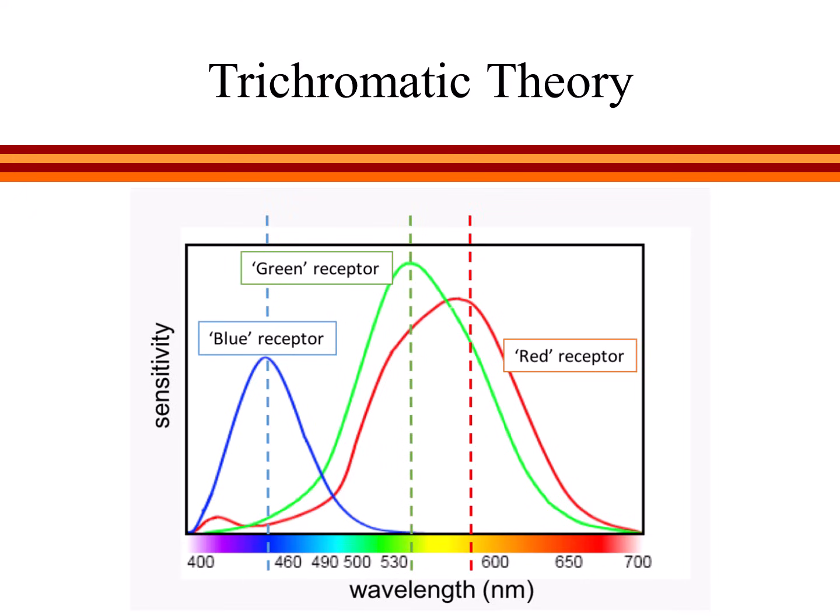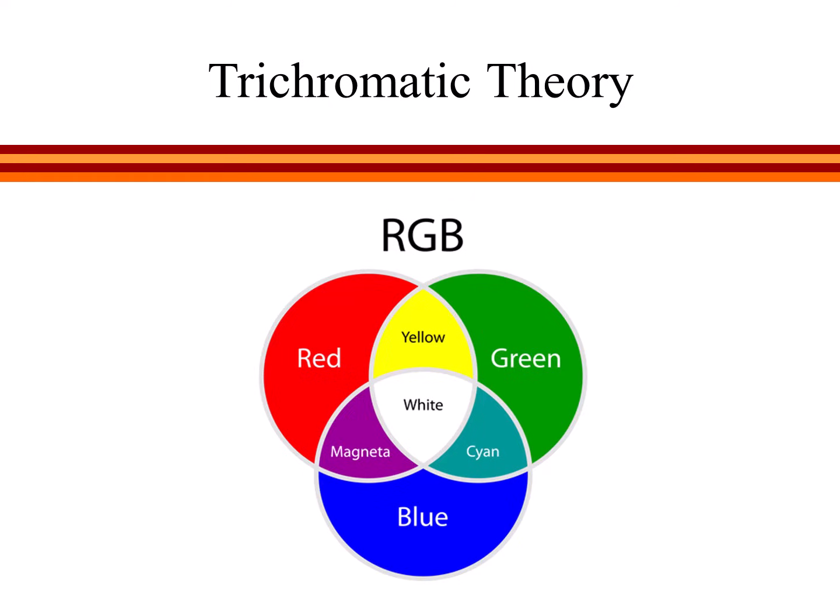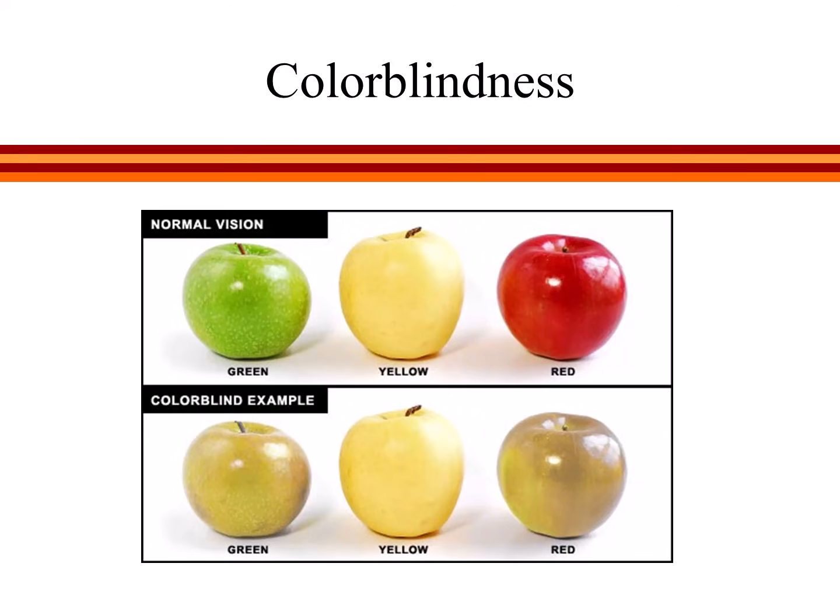You might be wondering why only three types of cone cells. Is that enough to allow us to see the entire visual spectrum of color? Well, as it turns out, yes. As you can see here in this graph, red, green, and blue can be combined to make any color in the visual spectrum. For example, red and green can be combined to make yellow, red and blue can be combined to make purple, etc.